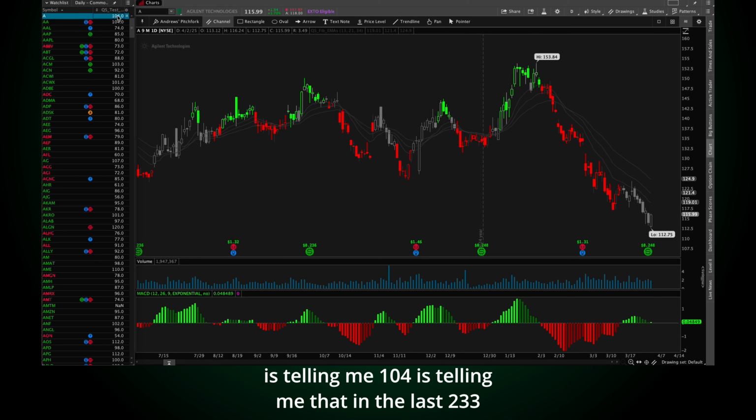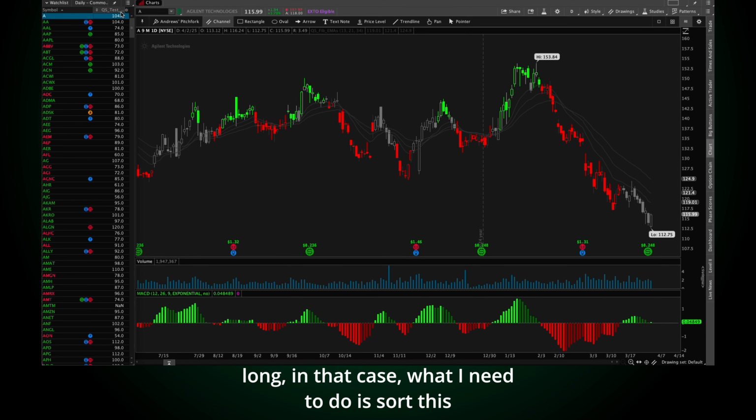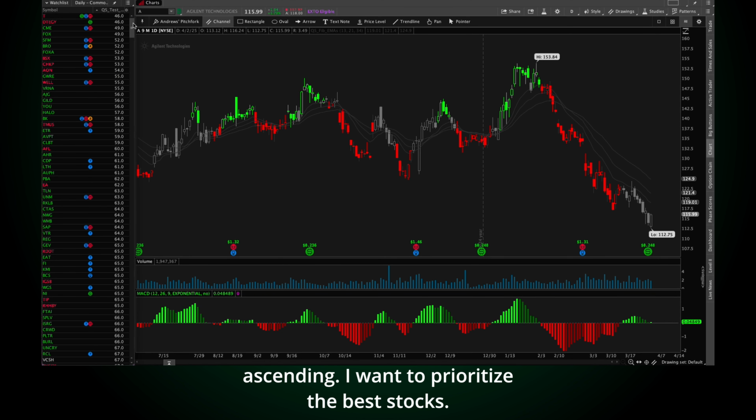This is telling me that in the last 233 days, I have 104 red days. So because I want to go long, in that case, what I need to do is sort this ascending. I want to prioritize the best stocks. Now for this sorting, I'm putting 233 because I want to show you, to make my point. But for trading, probably you want to go shorter, like 21 days, 13 days, because you want to capture the stock when it's starting moving.